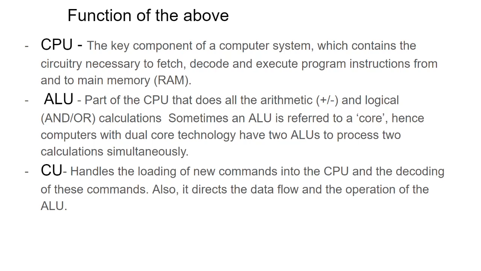CU handles the loading of new commands into the CPU. So basically it's like the brains of the brains. CU tells the CPU when to decode, and gives instructions to its other parts. So CPU is the brain, then CU is the neurons in the brain. It handles all the loading of the instructions, the sequencing also. It also directs data flow and the operation of ALU.